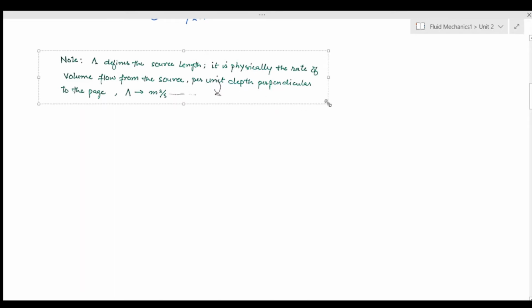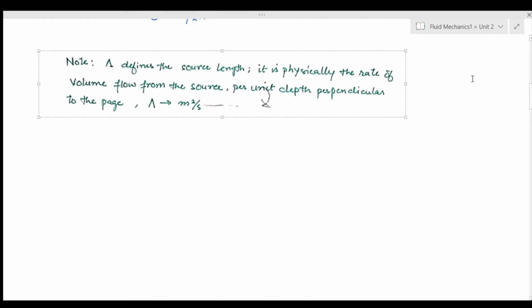Now look at this statement. This capital lambda defines the source length. It is physically the rate of volume flow from the source per unit depth perpendicular to the page, and the unit of capital lambda would be meter square per second. Now that we know how much my VR is, the next point, like always, is to find my potential function and my stream function.